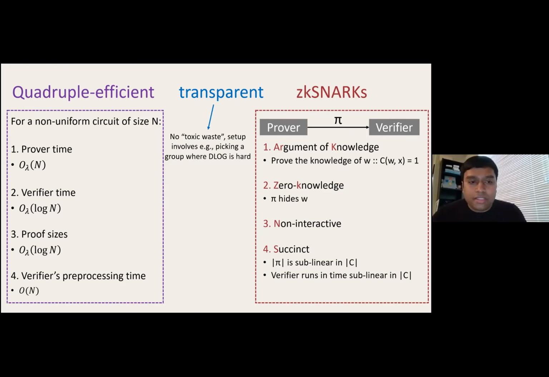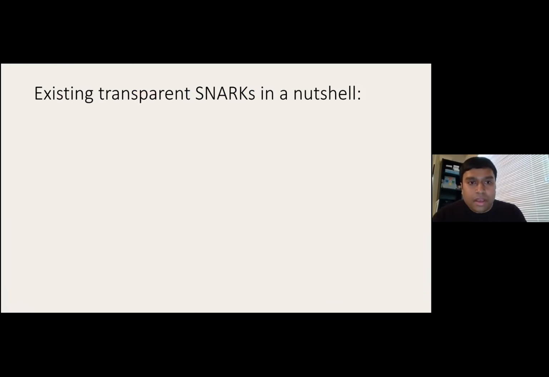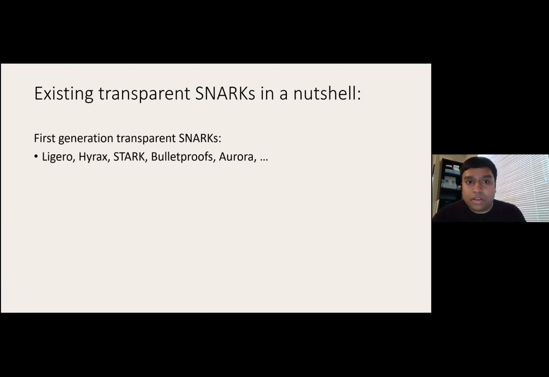So if you look at existing SNARKs among these 4 dimensions, so for example, what I call first generation transparent SNARKs, this includes schemes like Ligero, Hyrax, Stark, Bulletproofs, and Aurora. Here, these schemes achieve a succinct verifier, meaning that the time to verify a proof is sublinear or logarithmic in the size of the computation, only for structured computations. For example, Hyrax requires data parallel circuits.